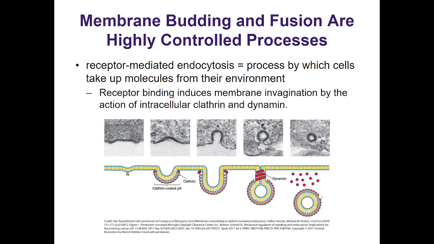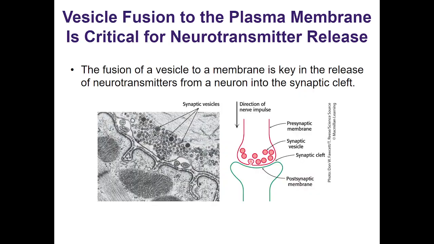And then we get that right there, which is essentially the liposome, right? Depending on purpose, it could have slightly different naming. In this case, vesicle would be the correct name for the specific one we're going to be looking at. The vesicle fusion to your plasma membrane is going to be critical for our neurotransmitter release. The fusion of a vesicle to a membrane is going to be key to the release of the neurotransmitters from the neuron into the synaptic cleft.